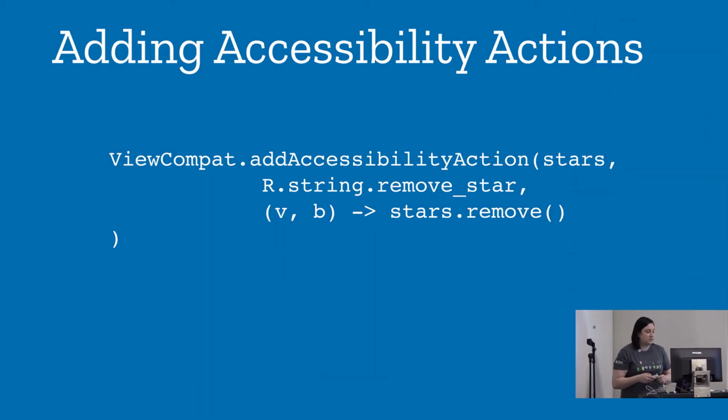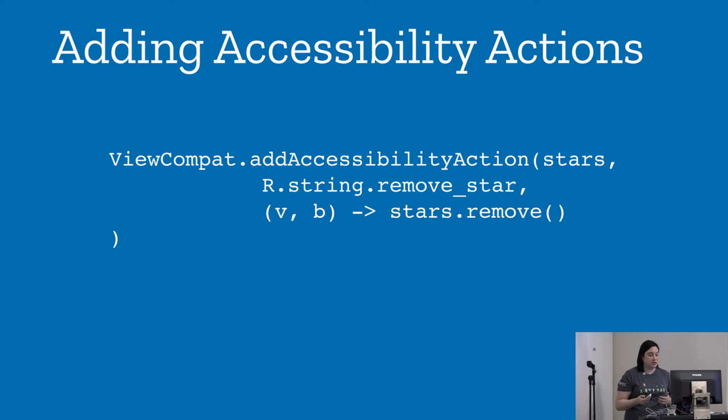And then finally, sometimes we need custom interactions, and for this there's another accessibility function called add accessibility action that you give a view, some assistive text, and also what it does.